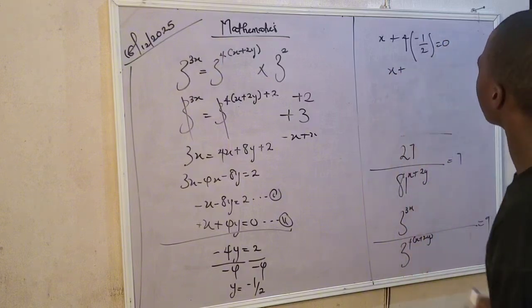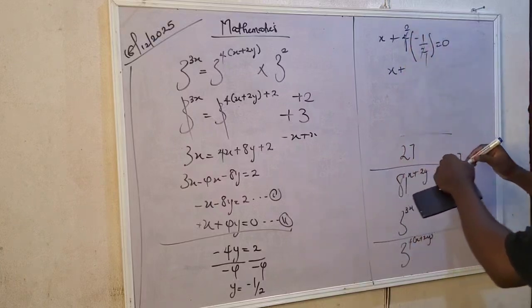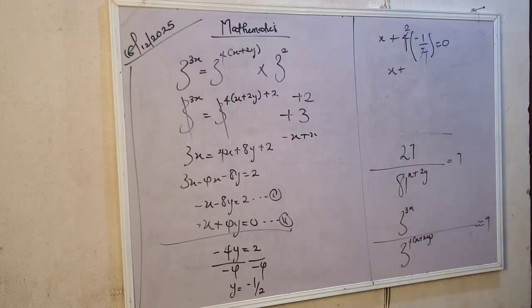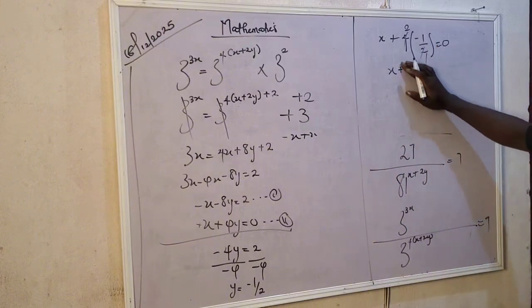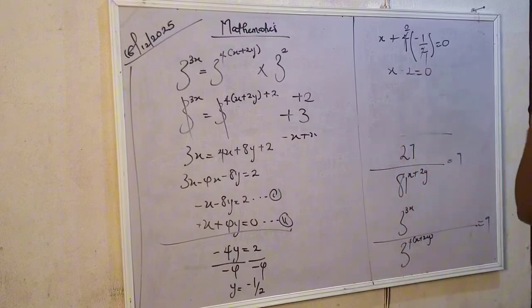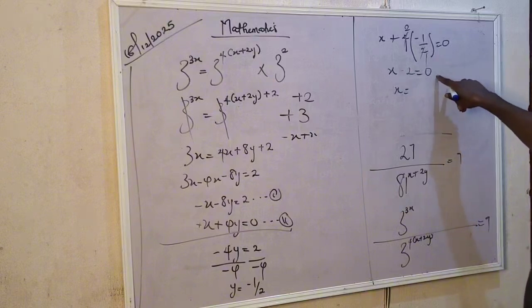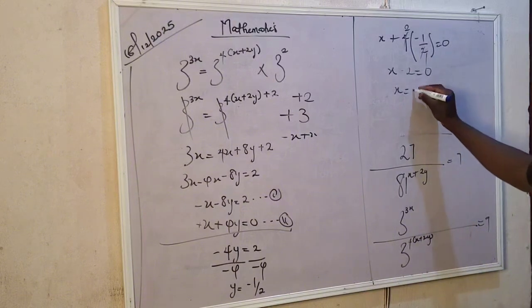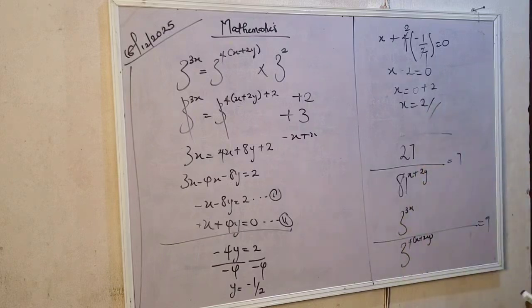So what's happening now? The 2 here becomes 1, the 2 here becomes 2. So 2 times negative 1 gives us minus 2. Hence plus times minus is minus. So x minus 2 equals 0. Taking like terms, the minus 2 crosses over and becomes positive, so x equals 0 plus 2. x equals 2.